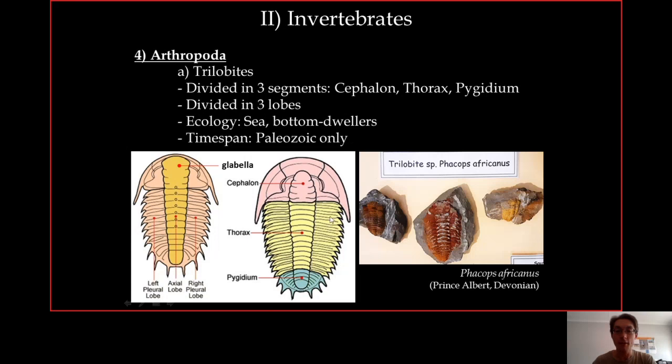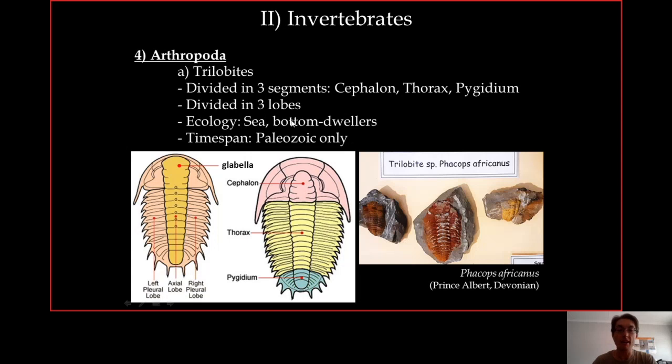And if you cannot see that, you can see the division in 3 segments. So a head, a body, and a tail. So the head is called the cephalon, the body is called the thorax, and the tail is called the pygidium. And the head has a kind of a nose that is called the glabella. So the cephalon is the whole part here, and that part in the middle is the glabella. So the trilobites, they are divided in three. 1, 2, 3 lobes, 1, 2, 3 segments. Very easy.